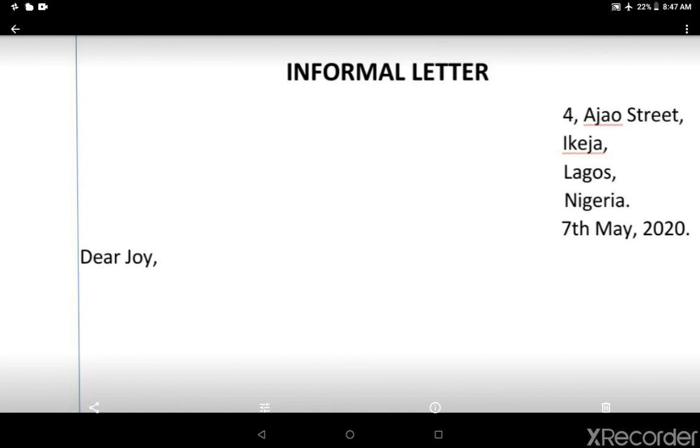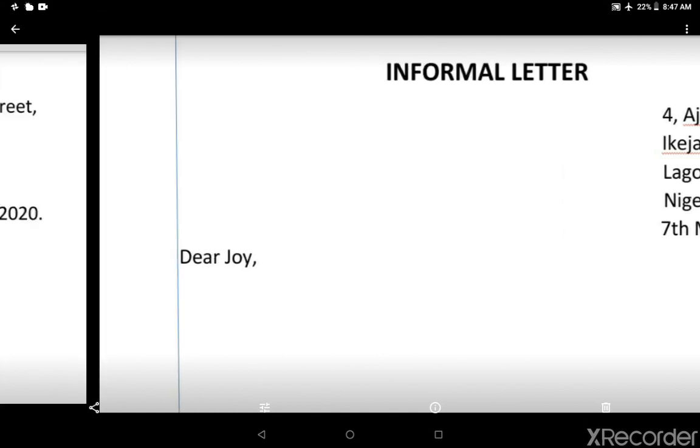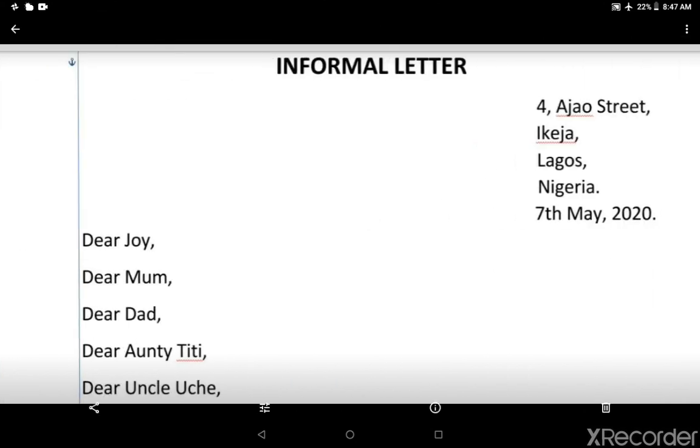The letter is not just to your friend alone, as we have Joy here. The letter is not just to your sister. Maybe your sister is Joy. It can be to your parents too. So what do we do in that case? I have this listed here. Dear Joy. If you're writing Dear Mom, a letter to your mother, you can use Dear Mom and put your M in capital letter. Dear Dad, the initial D in capital letter.